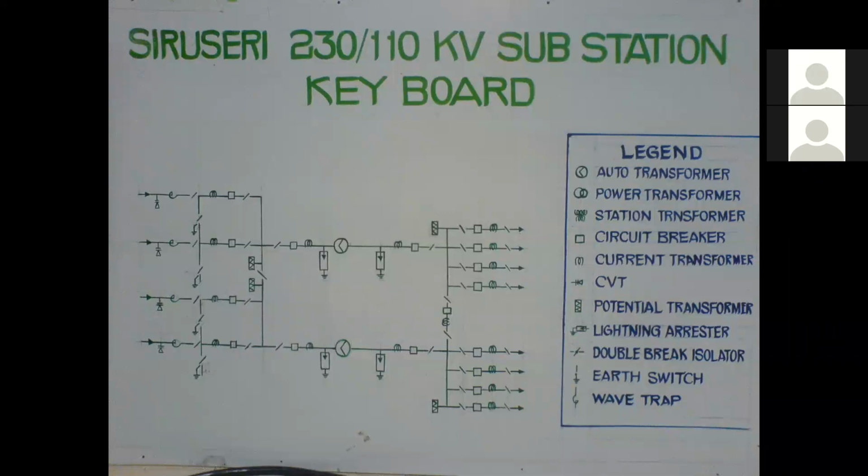4 incoming 230 kV lines, 230 kV bus bar, 2 230/110 kV auto transformers, 1 110 kV bus bar, and 8 outgoing 110 kV feeders. So let me move on.